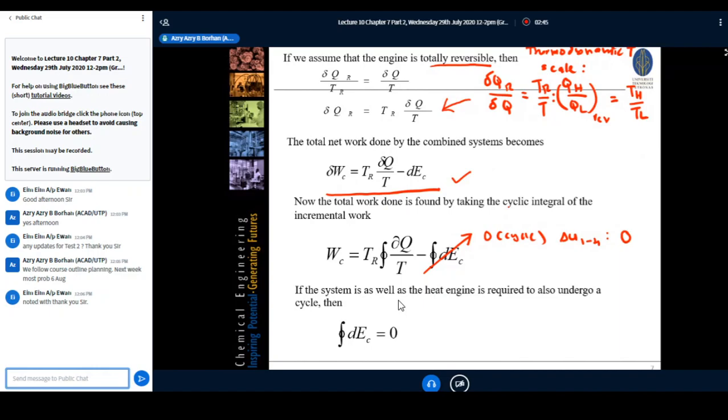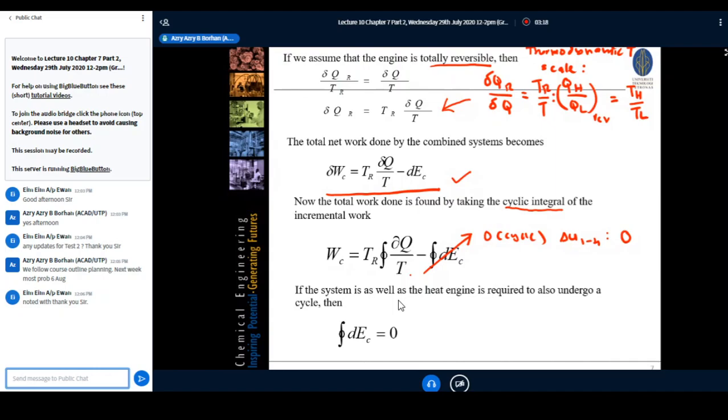Now, when you have a cyclic integral or cyclic devices, the right side of the equation here is equivalent to zero, because, as we proved in the previous chapter, the change in internal energy for a cyclic device must be equivalent to zero. So that's why we slash out the right term over here. What's left is WC equivalent to TR times the cyclic integration of delta Q over T.